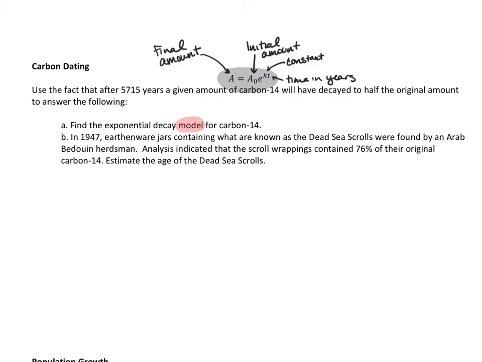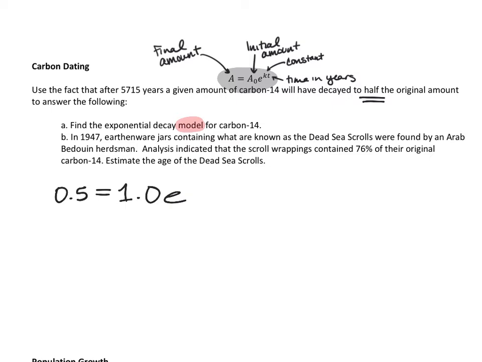We know that after 5,715 years, the given amount of carbon will have decayed to half the original amount. How do you represent half? If the original amount was 1, what's half of that? A half, or 0.5. We'll use the decimal. So we have 0.5 is the final amount, or half, equal to the whole. I'm using a decimal just because if I put a 1 there, it's confusing. The whole would be a 1. That's the A naught. That's the initial amount, is the whole thing.